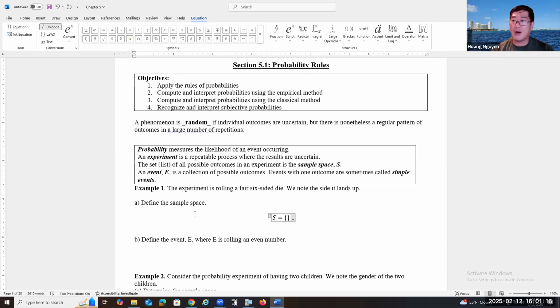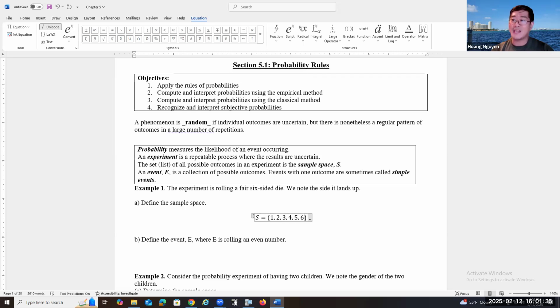So what are the possible outcomes that we might have when you roll a die? When you roll a fair six-sided die, there will be 6 possible outcomes. The outcome could be a 1, could be a 2, could be a 3, could be a 4, could be a 5, could be a 6.